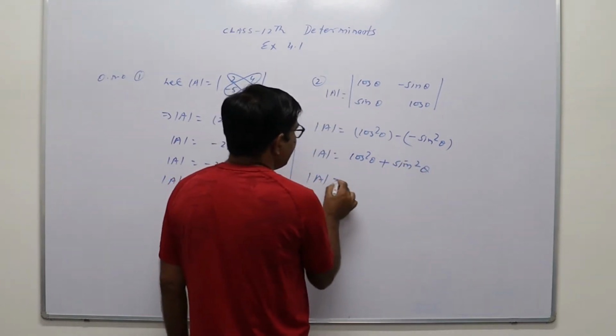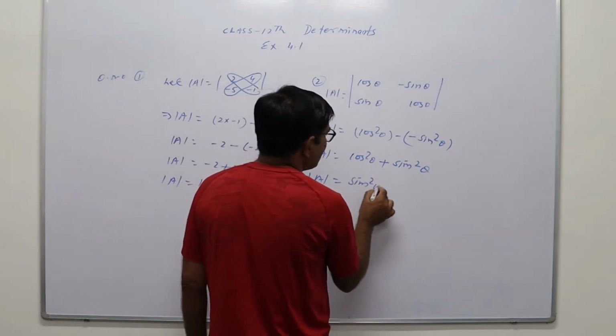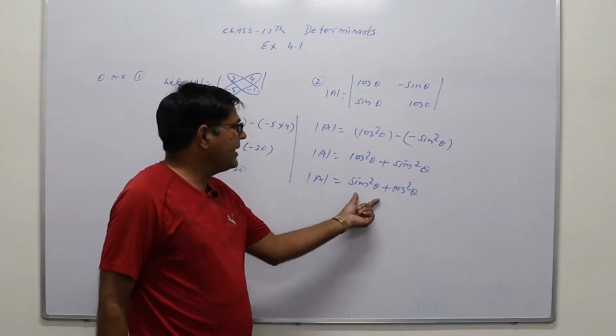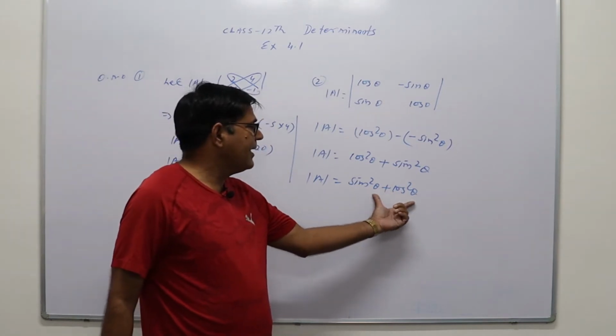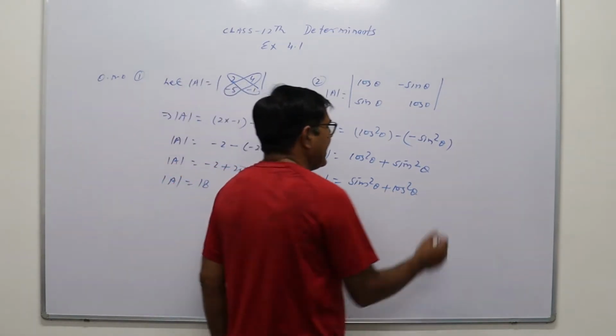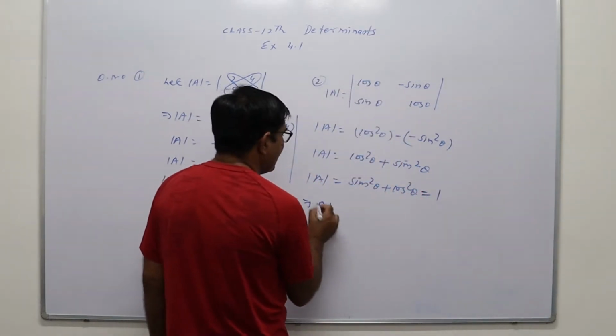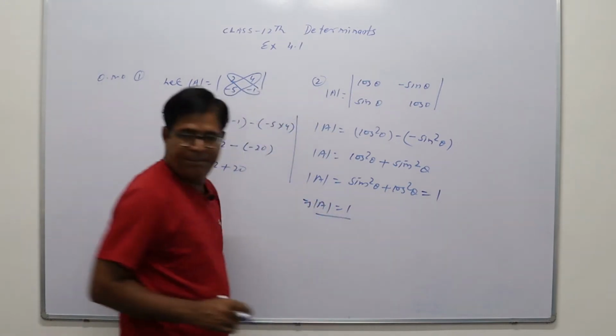So this is the basic identity. We can write sin square theta plus cos square theta for the same theta. This is an identity, so it is equal to 1. Implies that your determinant is equal to 1.